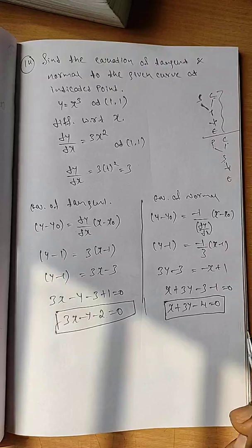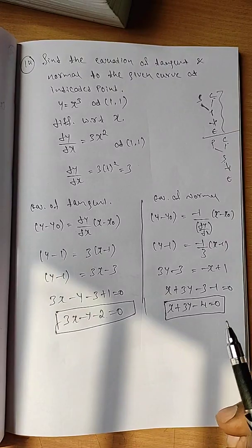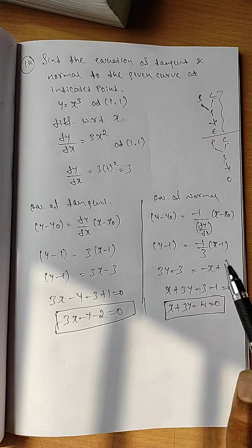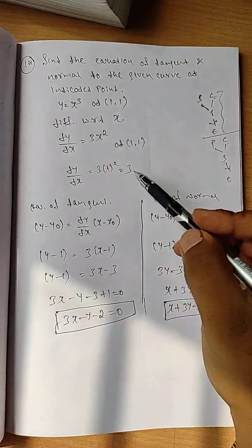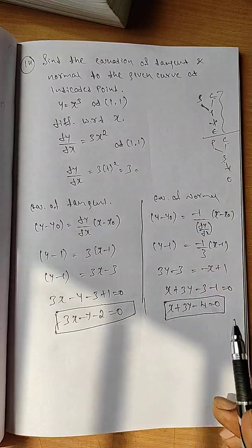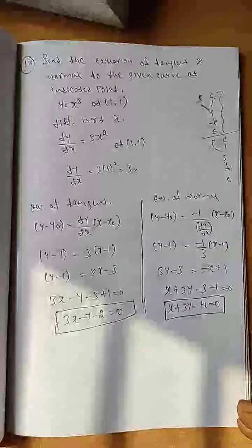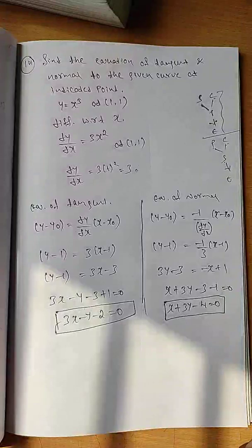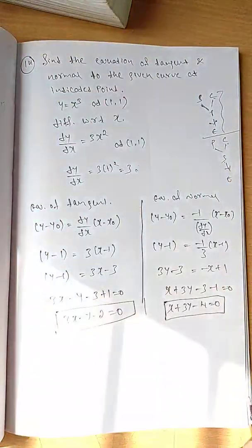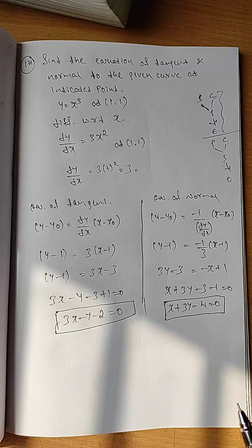Is it clear? So this is the equation of a tangent and the equation of a normal. In this class we are discussing that the curve and point are given, and we find the slope. After finding the slope, we find the equation of a tangent and the equation of a normal. Is it okay? Take a screenshot of this problem and copy it to your notes. Once again I am repeating, just listen here.